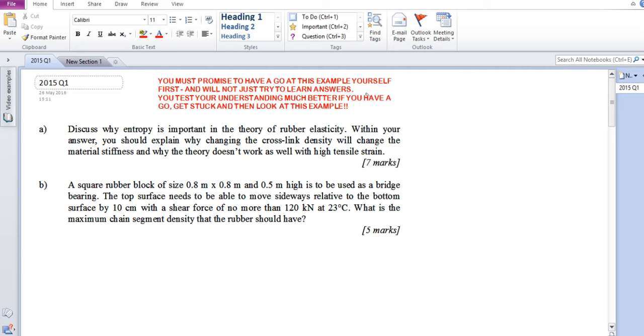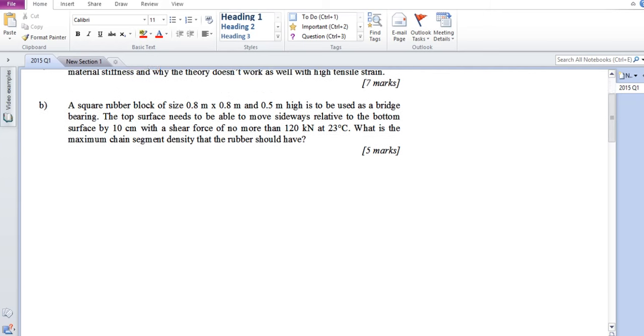Now, the first thing to note is to have a go at the example first if you can, before jumping straight to the answers. The other thing is that this question was quite tricky in terms of the amount that was in there, so I did mark it accordingly. So when we're going through this, bear in mind that it's a little on the long side for a question. The first part is about entropy and rubber elasticity. As I say, that's in the Word document answers.